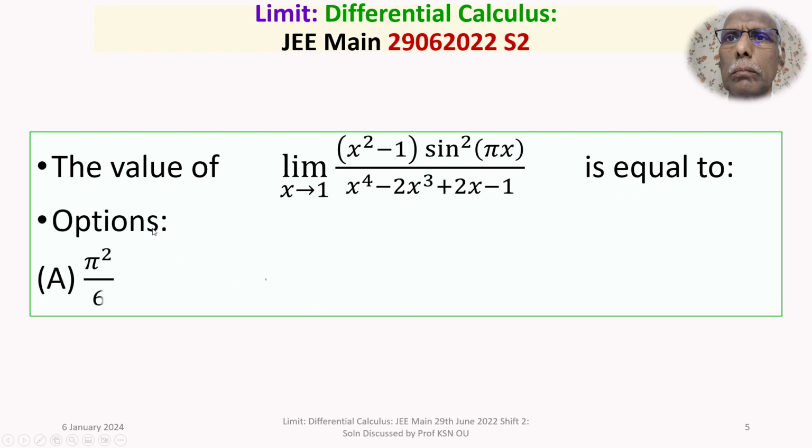We are given 4 options. Option A, pi square by 6. Option B, pi square by 3. Option C, pi square by 2. Option D, pi square. We are required to find the value of the limit as x tends to 1 of this function.